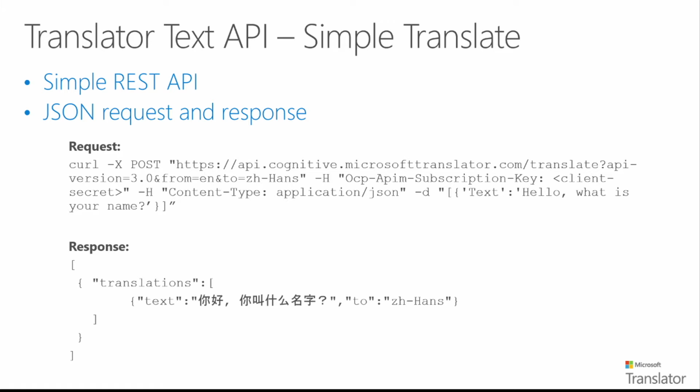You provide your key that you obtained when you subscribed to the service on the Azure portal, and you provide, in JSON, the text that you want to translate. And you get a JSON formatted response back.